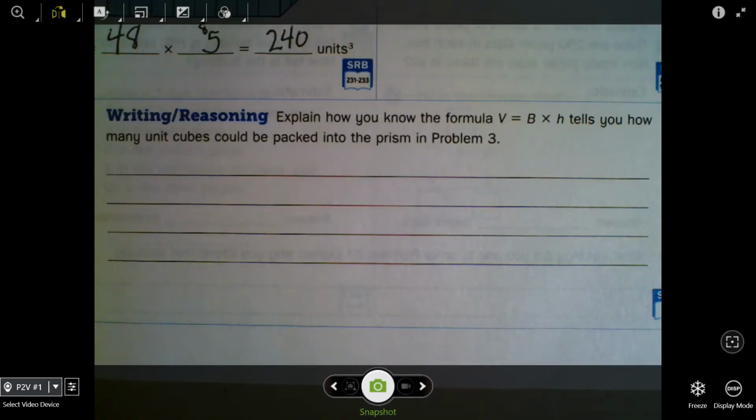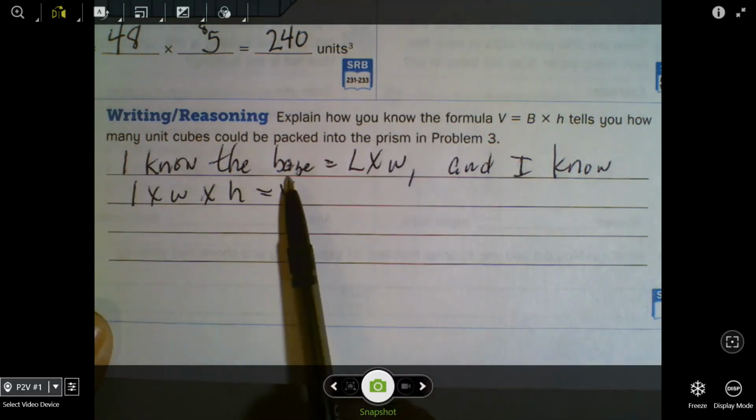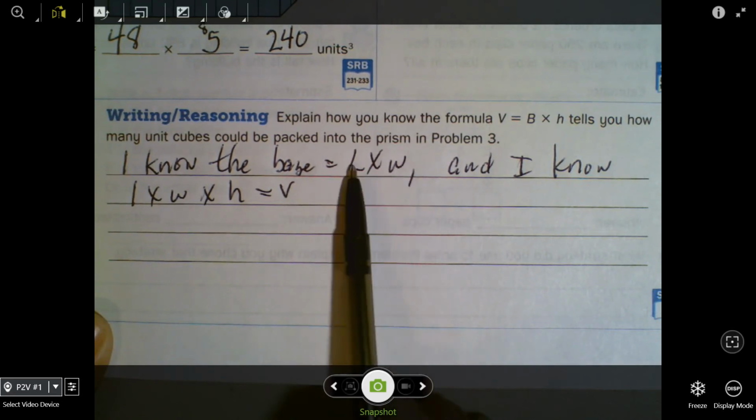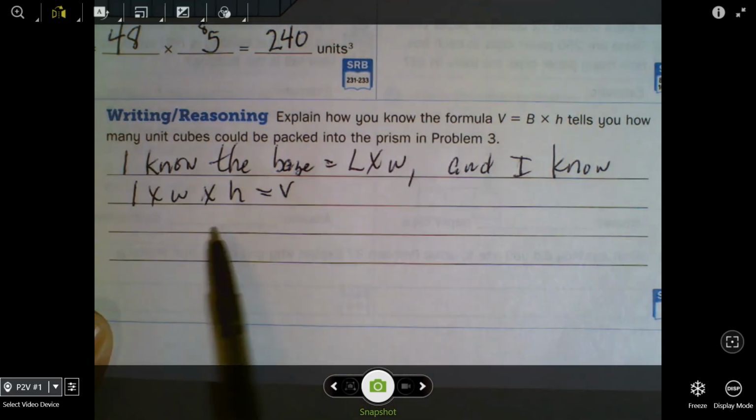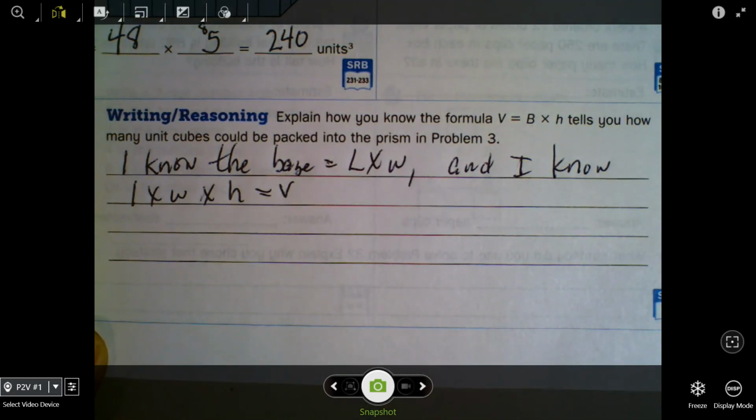Number 5, explain how you know the formula volume equals base times height tells you how many cubes could be packed into a prism in problem 3. So one thing you could say is you know that the base is equal to length times width, and I know that length times width times height also equals volume, so I know that will give me the correct answer. And that's page 55.